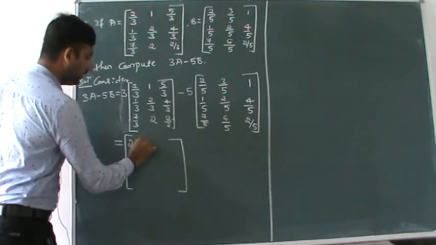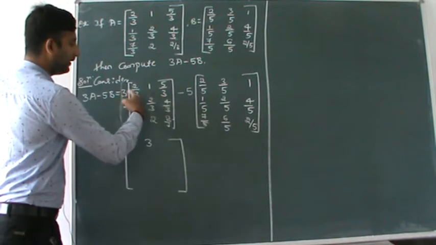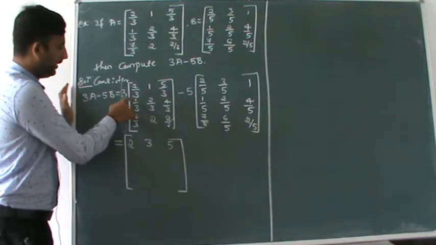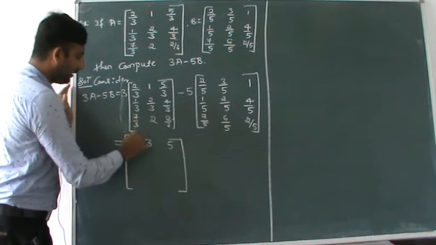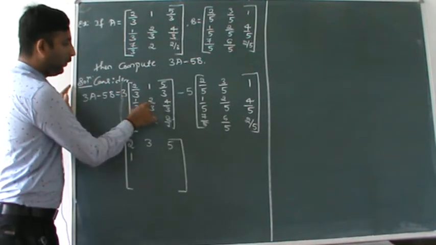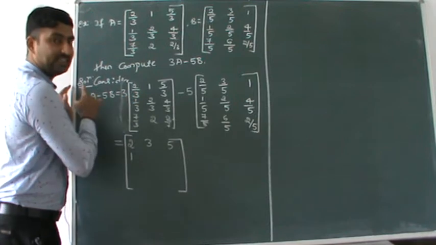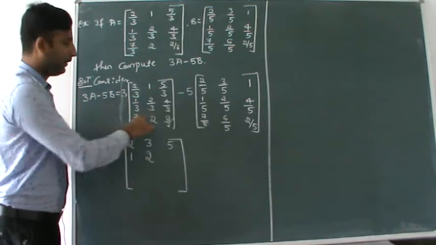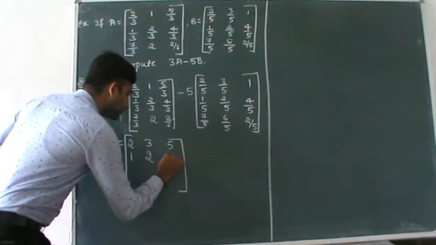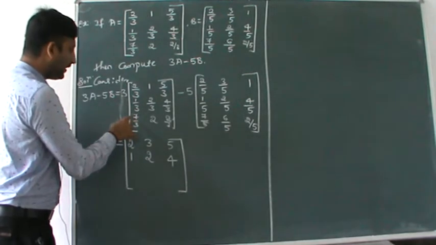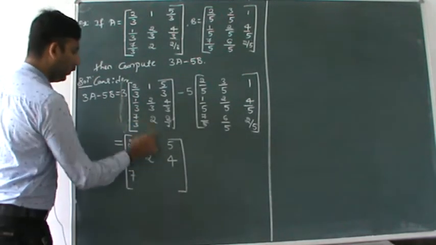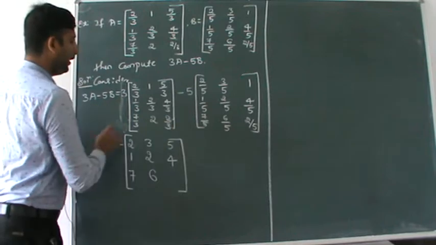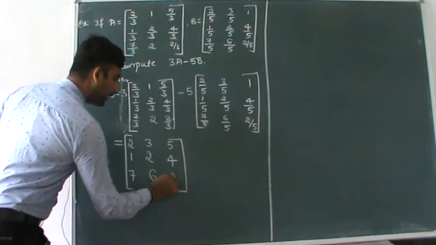After that, 3 into 1 becomes 3. 3 into 5 by 3: the 3 cancels, the remaining value is 5. After that, 3 into 1 by 3: 3 in the numerator, 3 into 1 becomes 3, 3 by 3 becomes 1. After that, 3 into 2 by 3: 3 into 2 is 6, 6 divided by 3 is 2. After that, 3 into 4 is 12, 12 divided by 3 is 4. After that, 3 into 7 by 3 is exactly 7. 3 into 2, a single quantity, you write as 6. 3 into 2 by 3, the 3 cancels, that is exactly 2.